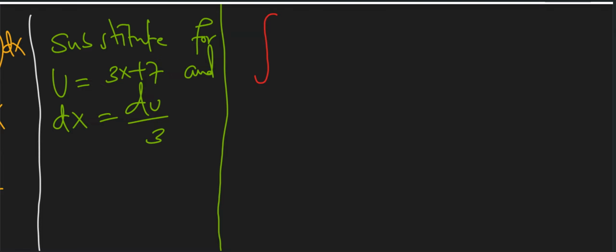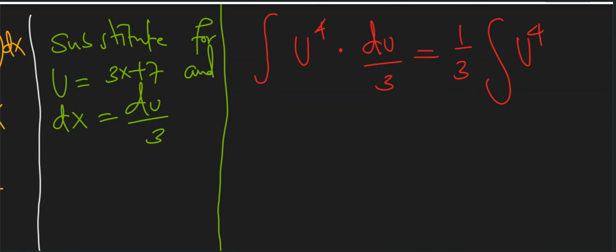So this will give us u power 4 multiplied by dx, which is now du over 3, which can further be written as 1 over 3. We are taking this 3 outside with the fraction here, integration of u power 4 du. So now we have something simple that we can do with direct integration.